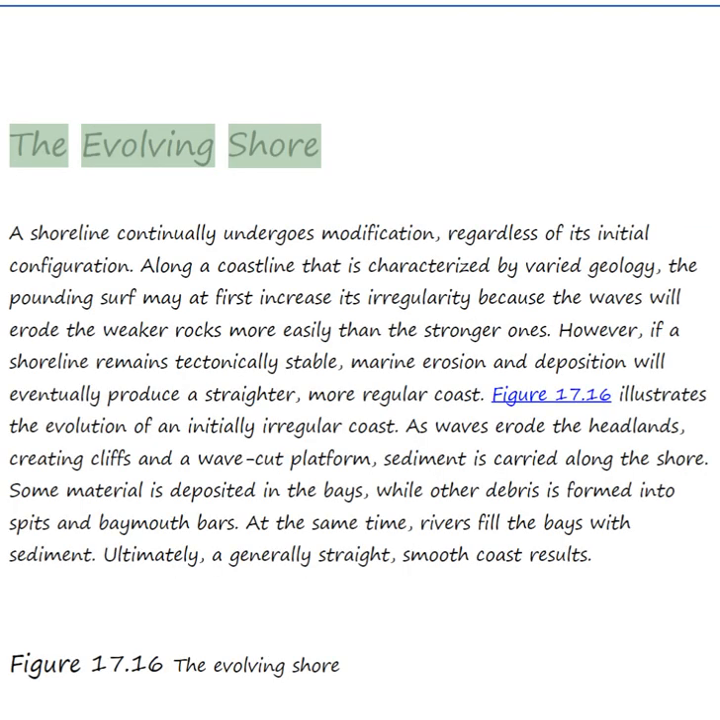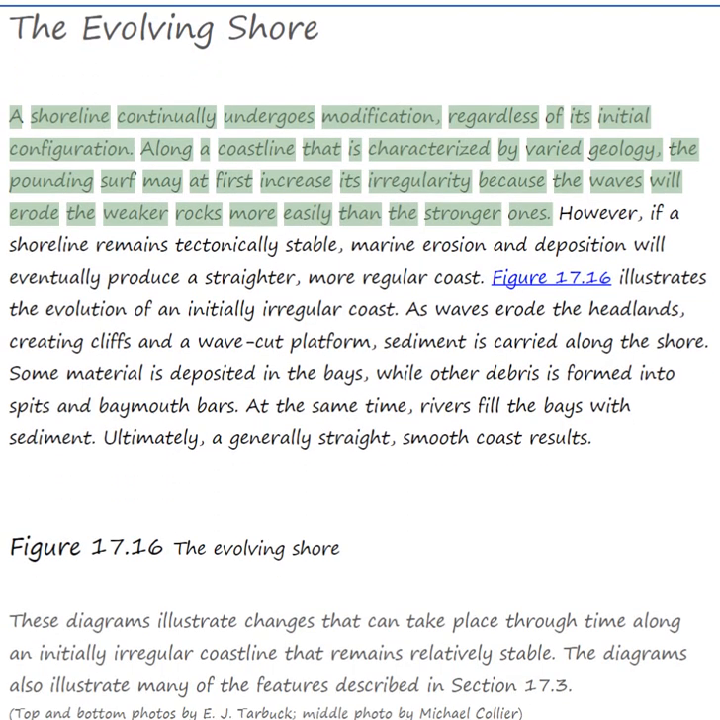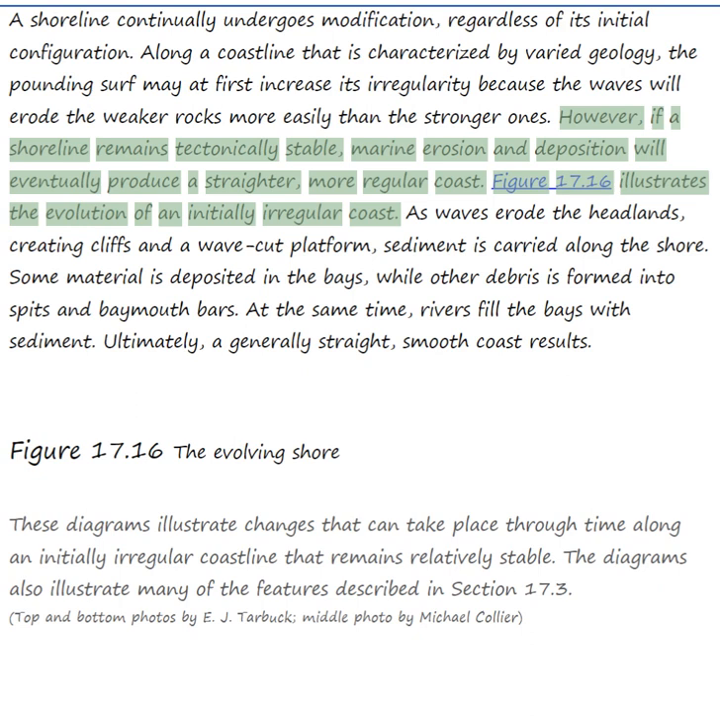The evolving shore. A shoreline continually undergoes modification, regardless of its initial configuration. Along a coastline that is characterized by varied geology, the pounding surf may at first increase its irregularity because the waves will erode the weaker rocks more easily than the stronger ones. However, if a shoreline remains tectonically stable, marine erosion and deposition will eventually produce a straighter, more regular coast. Figure 17.16 illustrates the evolution of an initially irregular coast.